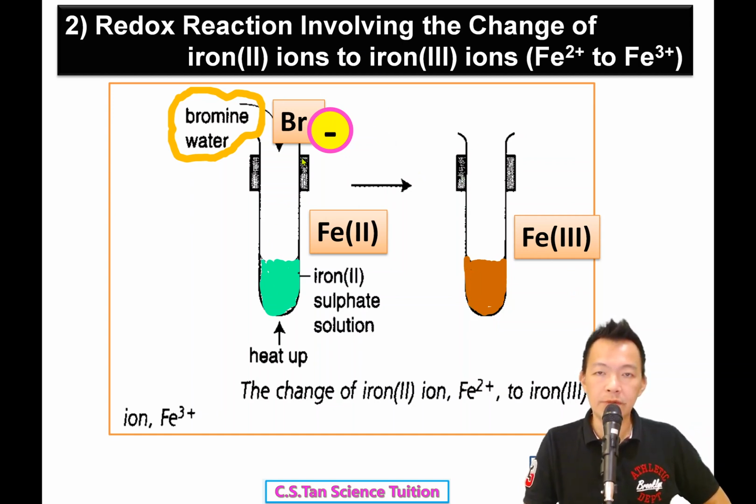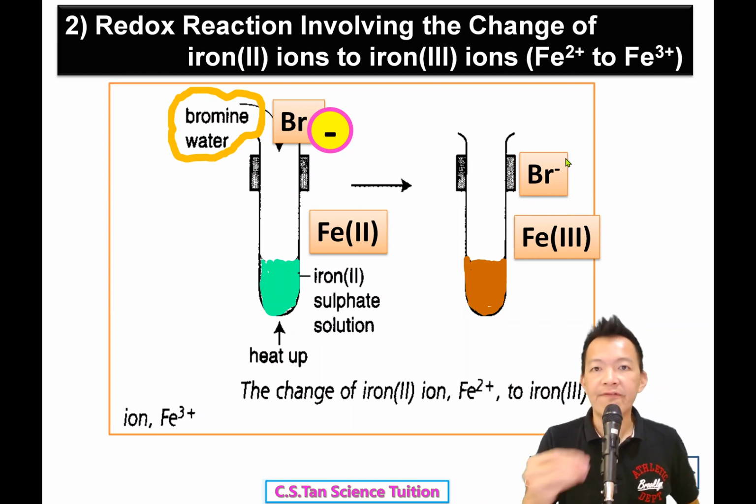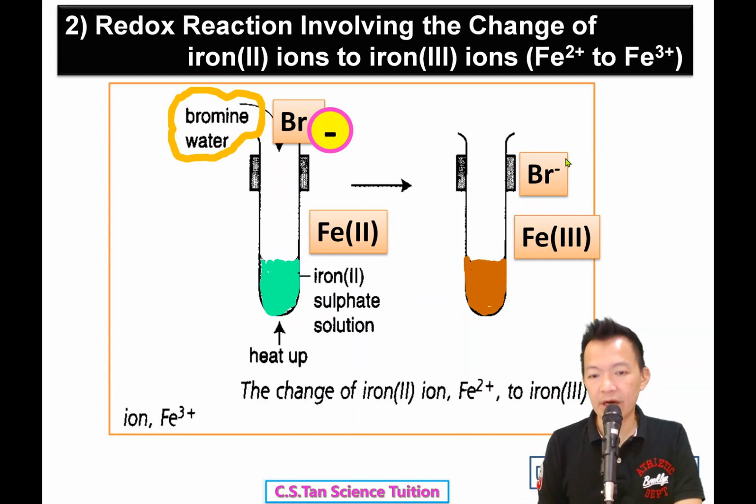But what happened to the bromine water? Bromine at the beginning is neutral, but bromine finally gains the electron. It will become bromide. Bromine is brown, but bromide is colorless. So the brown color finally becomes colorless. 青色变可可，可可变成没有颜色。Okay, so this is the example of redox. Iron 2 becoming iron 3 is also an example of redox.